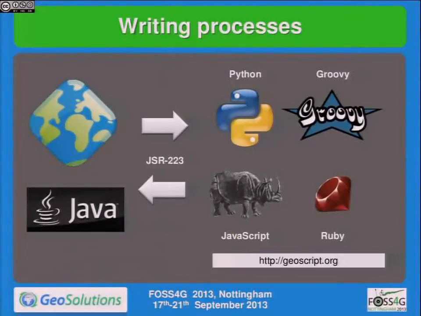Writing the processes can be done normally in Java, but it's also possible to use scripting languages such as Jython, which is Python version for the Java virtual machine, Groovy, JavaScript, Ruby, Scala, and a few more. So you're not bound to extend and write new processes in Java if that's not your language of choice. You can write them with a scripting language, which is also nice because you can have your running GeoServer, you throw at it your script, and a new process in WPS shows up. You want to change it, you do it, you don't have to restart the GeoServer, so the development goes faster.